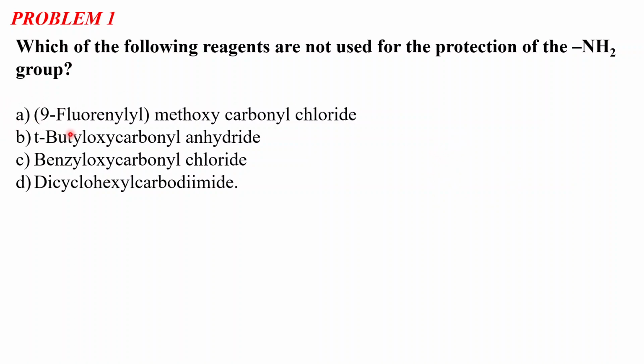The first option is 9-fluorenyl methoxycarbonyl chloride. Option B is tertiary butoxycarbonyl anhydride. Option C is benzyloxycarbonyl chloride, and option D is dicyclohexyl carbodiimide.